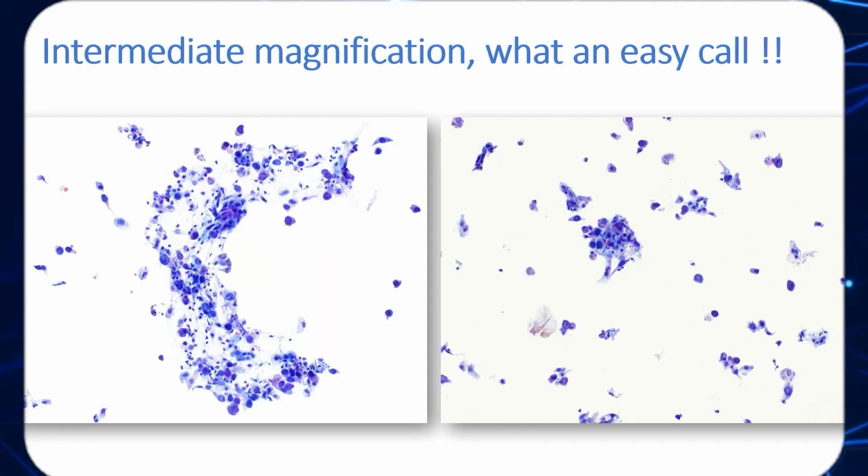Intermediate magnification, what an easy call. Focus on this cell here, quite high NC ratio, maybe some necrosis in the background. Some degeneration certainly is noted, but at the same time, some of these are viable cells, single cells, some tight groups there, maybe some spindling here, but look at this one. This is the best one here and here and here.